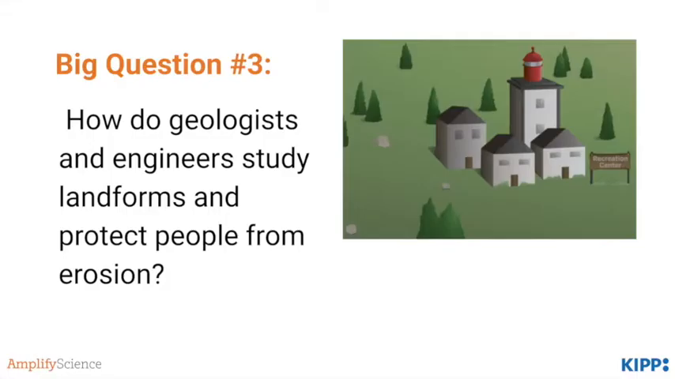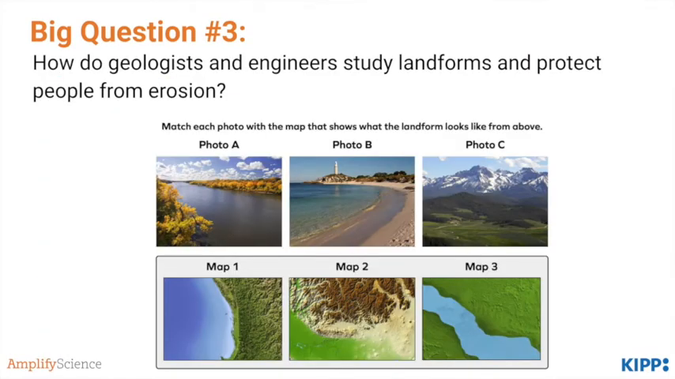All right, on to big question number 3. How do engineers study landforms and protect people from erosion? So this is where we first get into maps. And one of the first skills in being able to read a map is recognizing that a map is a bird's eye view of a place, a view looking down from above. Although this may seem easy and simple to us, many students actually struggle to visualize what a place looks like on a map. So we work on this skill for this lesson.